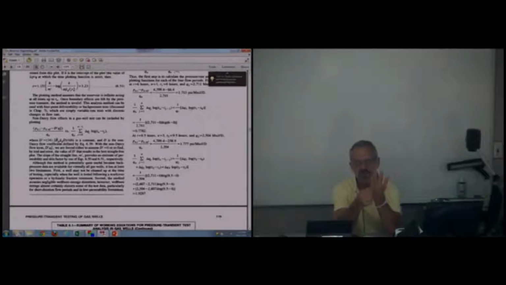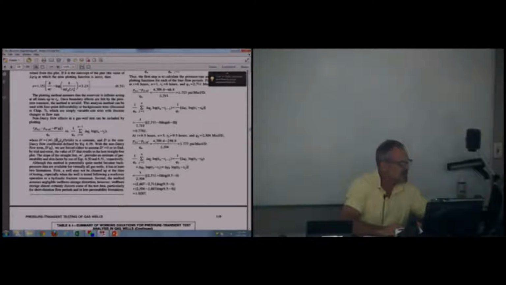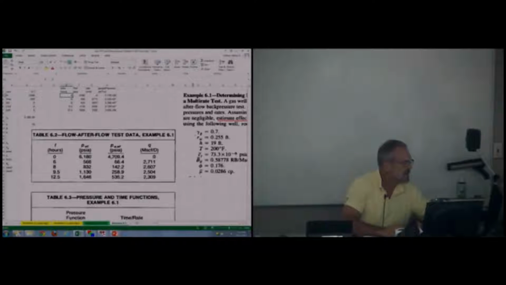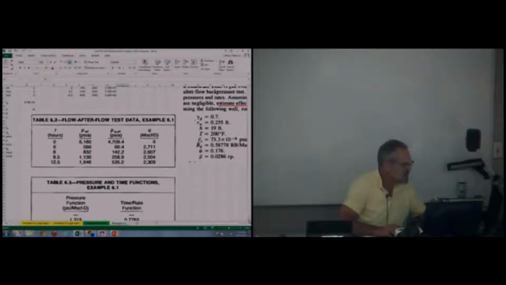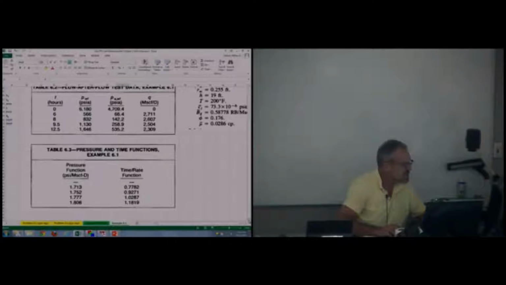We're going to solve this with apparent pressure and pseudo pressure, and we have to knock off this superposition function. Then we'll easily calculate this so you don't have to do it manually. Actually, he calls it the time rate function, doesn't he? Pressure function. What does he call this? Pressure function, that's PSI per MCF, time rate function.